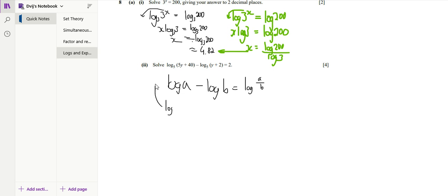This statement here just becomes log base 5 of (5y plus 40) divided by (y plus 2). Cool. So we simplified the left hand side. Now what do we do about the right hand side? We just have a number by itself. But what is 2? We can just rewrite 2 as 2 times 1. And that's the same thing, right?